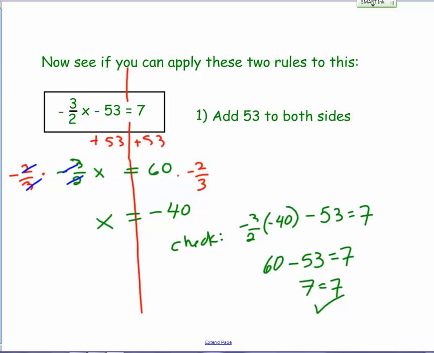Simplify. 3 divided by 3 is 1, and 60 divided by 3 is 20, and 20 times negative 2 is negative 40. But I was showing you can also use your calculator. 60 times negative 2 divided by 3, and we get negative 40.